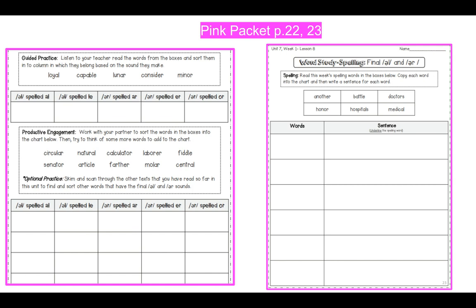And then on page 23, you are going to write a sentence for each of the words: another, battle, doctors, honor, hospitals, and medical. Now, if you don't have time to complete these right now, you can complete these during your enrichment time this afternoon in your hour of enrichment. So it's okay if you have spent enough time on your reading right now, want to take a break, then feel free to complete these 2 pages during your enrichment time later.